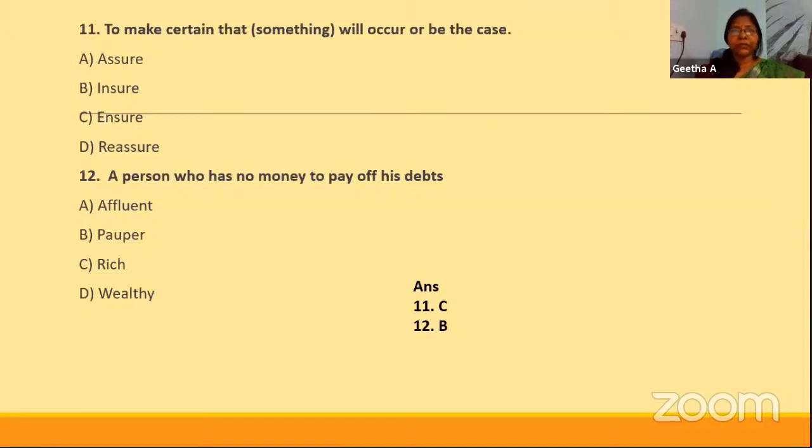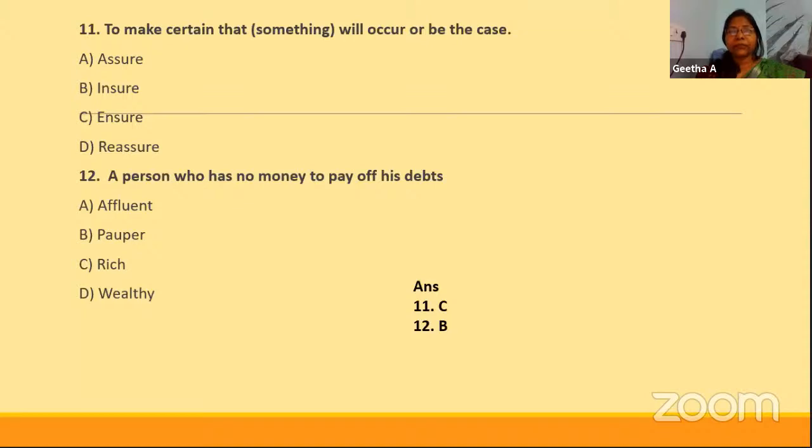Okay, so a person who has no money and is full of debts is again, yeah, pauper, because affluent is someone who's having a lot of money, and rich is also the same thing. Wealthy is also the same thing. So pauper is a person who doesn't have any money.